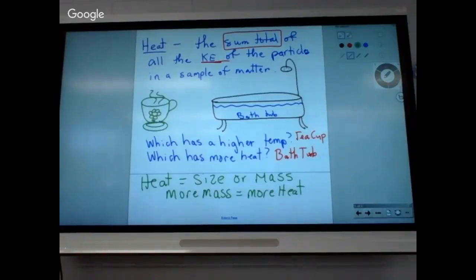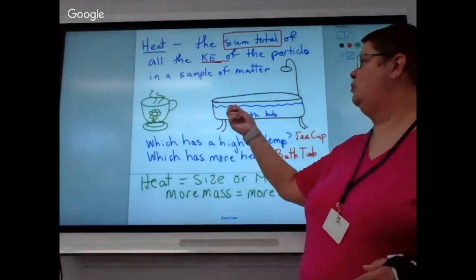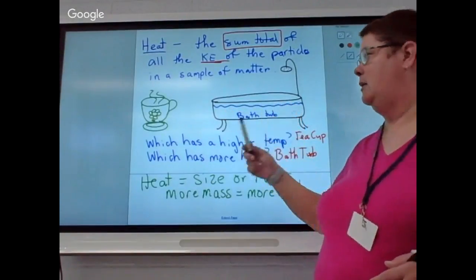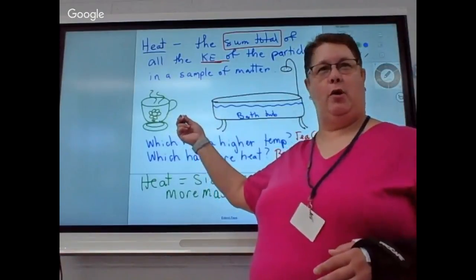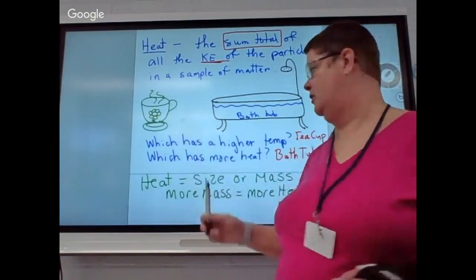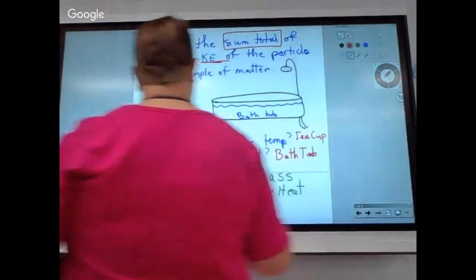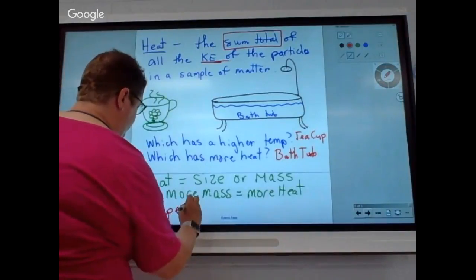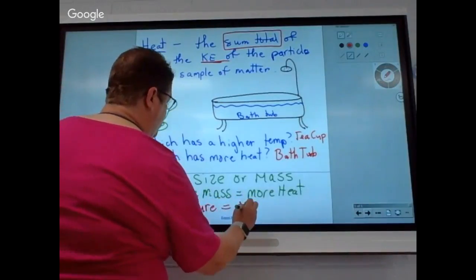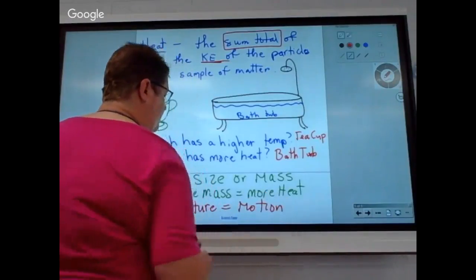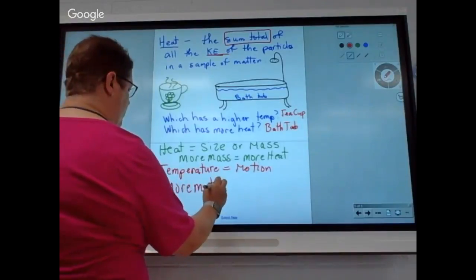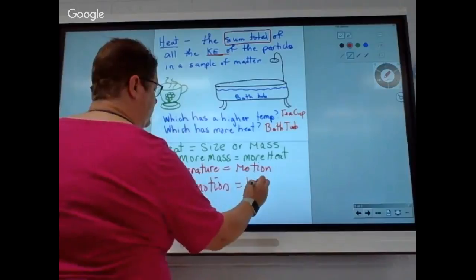All right? Same. Now, more particles you have, more heat you have. So when you look at the bathtub, all right, the bathtub has a lot more particles, it has a lot more heat. The teacup, however, has much less particles, it has less heat. And I was not saying that to be insulting, just to make a point. Now, when we talk about temperature, temperature equals motion. Okay? So, more motion equals higher temperature.